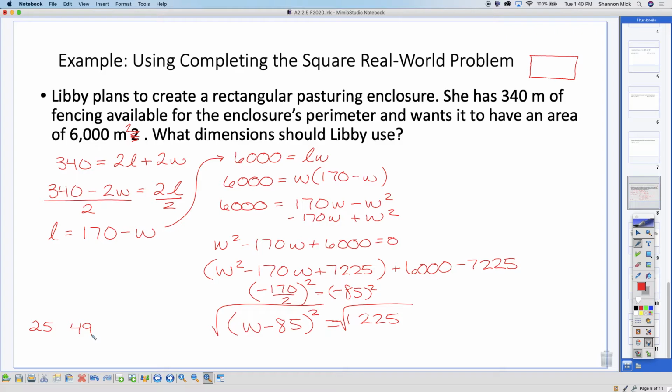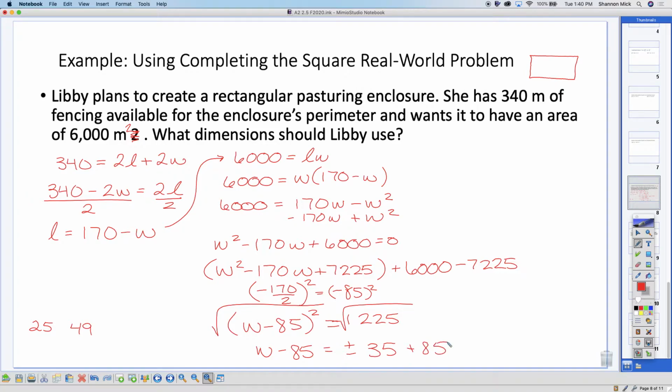Okay, what's the square root of 25? Five. What's the square root of 49? 7. So the whole thing is 7 times 5, 35. Okay, so now what? Then add the 85 over. Add the 85 over.